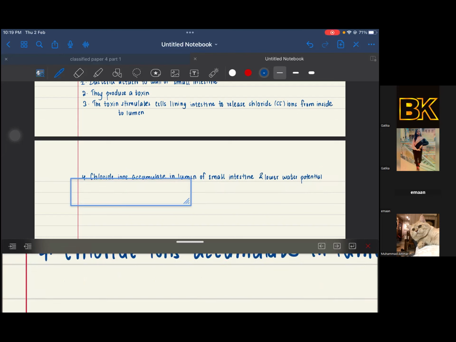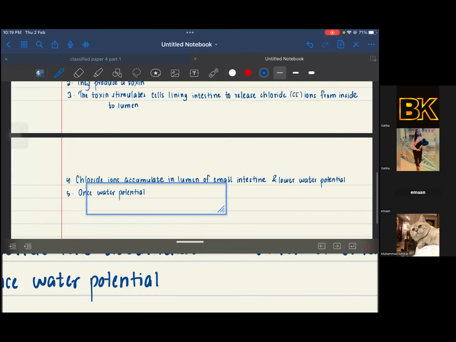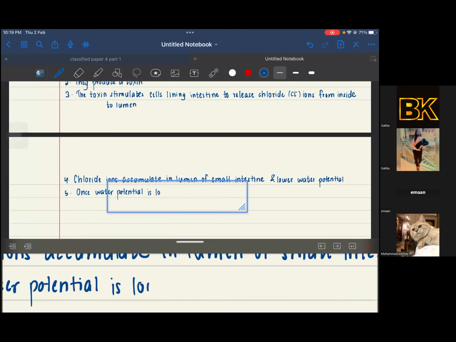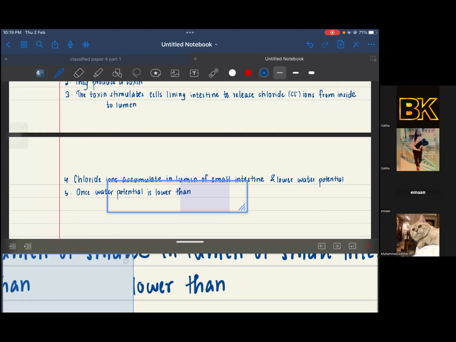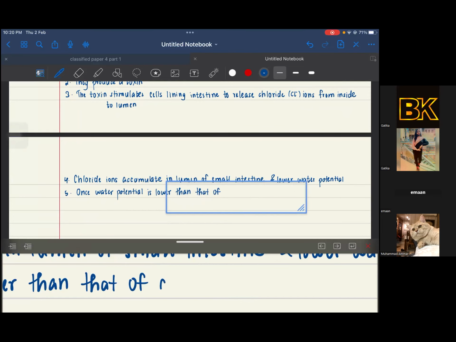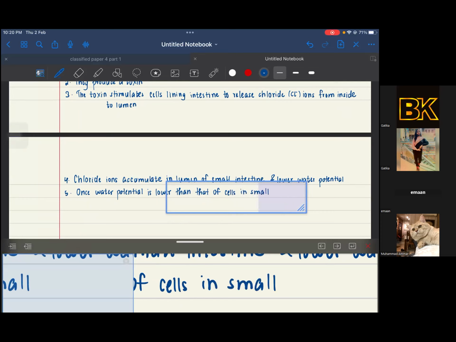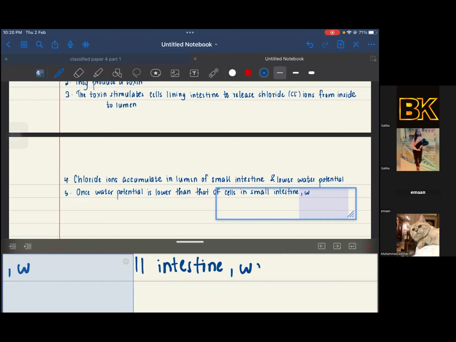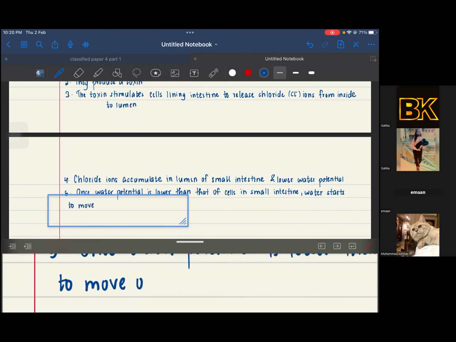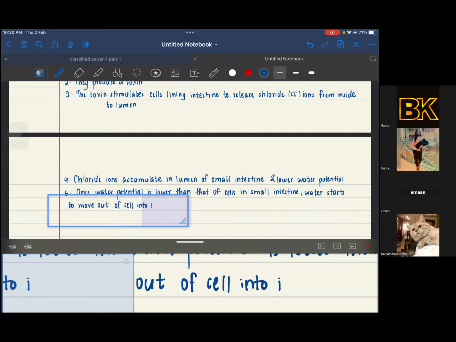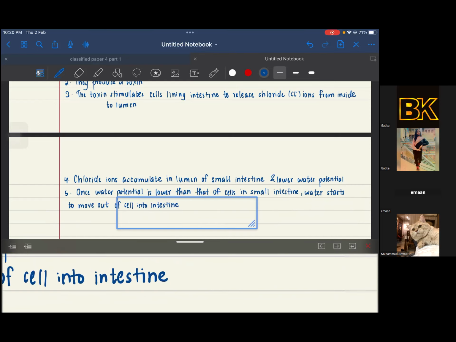Okay, number five. Once the water potential is lower than that of the cells in the small intestine, water starts to move out of the cell into the intestine. And the process is osmosis.